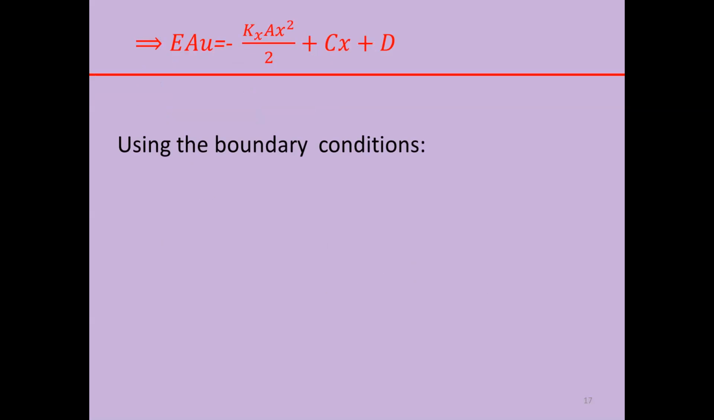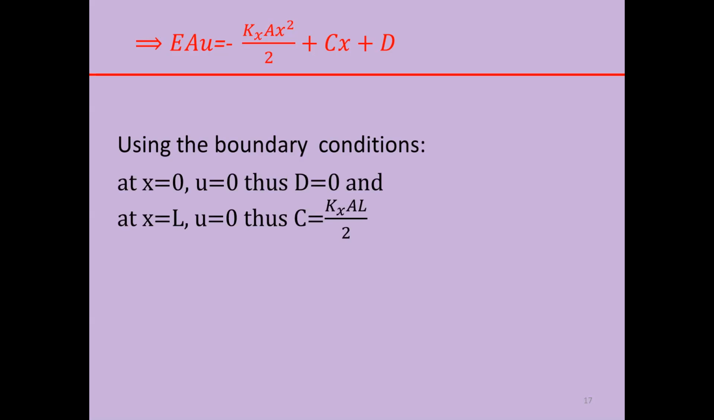Using the boundary conditions, at x is equal to 0, u is equal to 0, which gives the unknown parameter d to be 0, and for x is equal to L, u is equal to 0. Therefore, c is equal to kx AL by 2, which gives the equation as the solution. It can also be noticed that this is a quadratic equation, since there is a term containing x square.